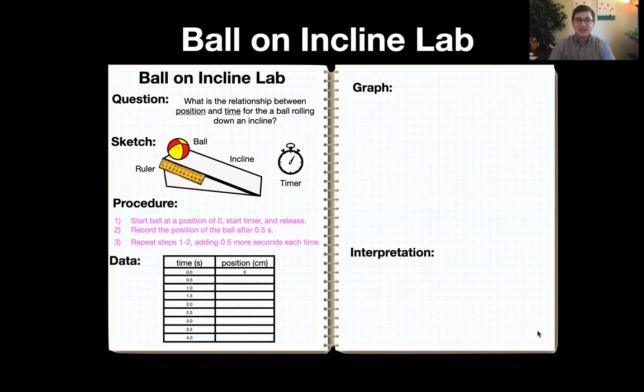You're going to have seconds from 0 seconds up to 4 seconds in half-second increments. And you're going to, after half a second, record the position in centimeters of the ball. Then for the analysis, it should be pretty simple. We're just going to graph it, making sure to put the position on the vertical axis.